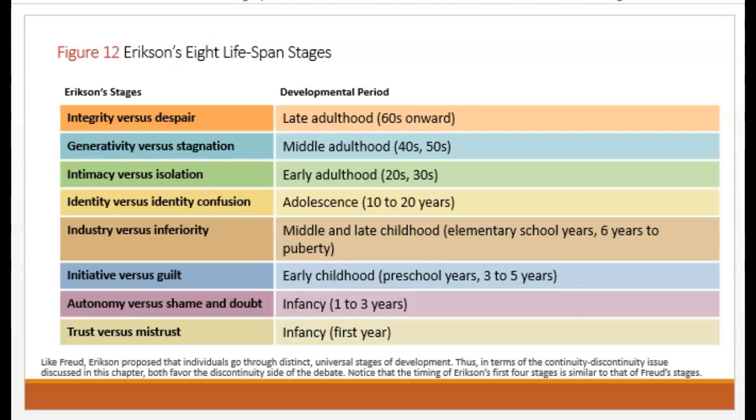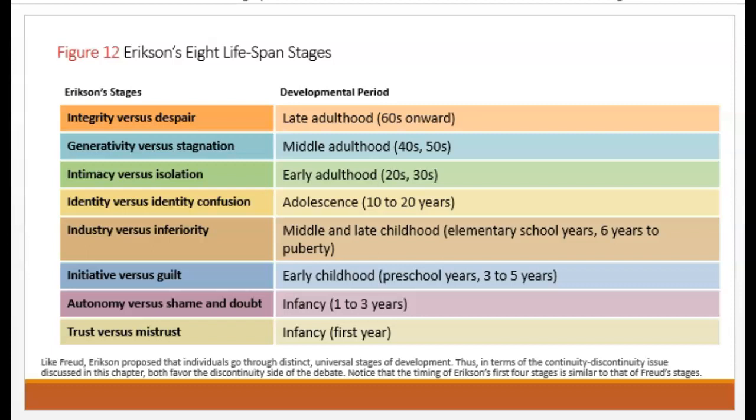In our 20s and 30s, we enter the intimacy versus isolation stage, where we attempt to form healthy friendships and intimate relationships. If not, we experience a sense of isolation. Our 40s and 50s are marked by generativity versus stagnation, where our social goal is to contribute to future generations. This can be through parenting, mentoring, community work, or anything like that. Stagnation occurs if you feel like you haven't done anything useful to contribute to future generations.